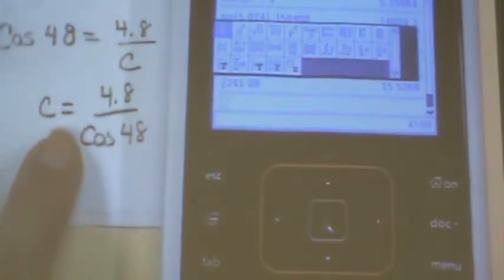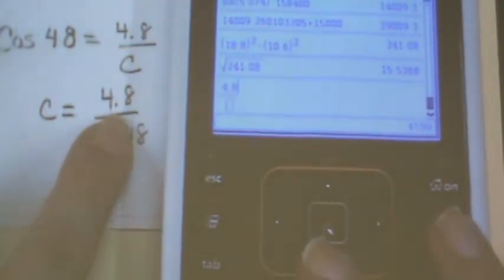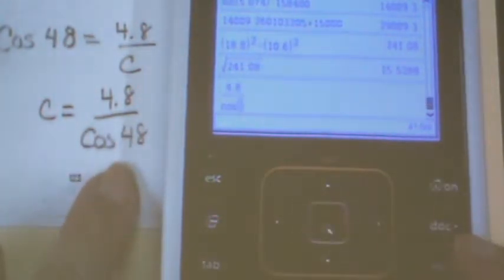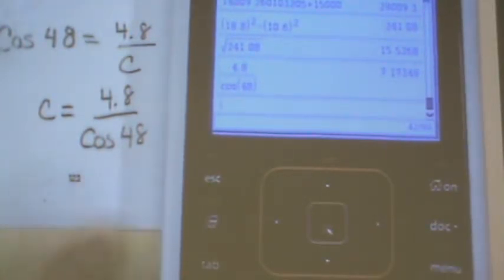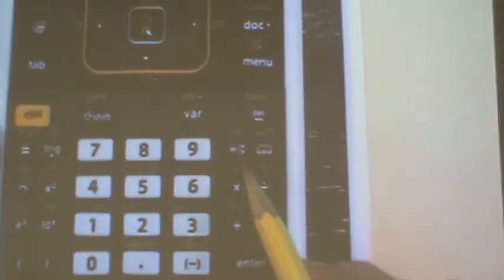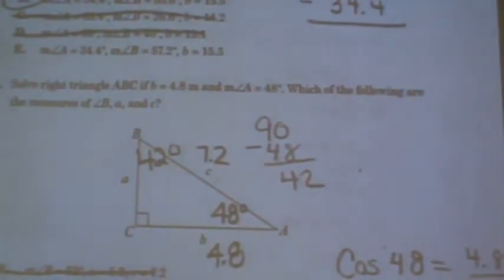I love this fraction key. So I'm gonna do 4.8 over, and then I'm gonna hit trig, cosine, 48, get out of the parenthesis, and there's your answer, it's 7.2. Where's the fraction key? Fraction key is right here next to that little book. So hit that, and then the very first corner one is your fraction key. Okay? So I know that side C is 7.2. So I can cross out that answer.